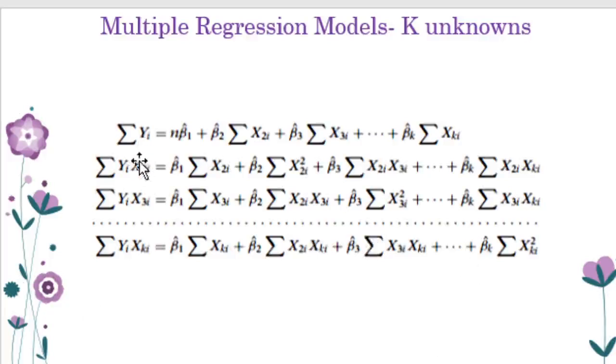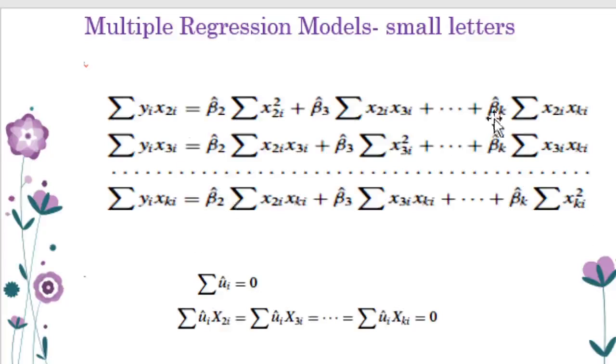The first equation is sigma y equals n beta 1 cap plus beta 2 cap sigma x2i plus beta 3 cap sigma x3i plus up to beta k cap sigma xki. Then sigma yi x2i equals beta 1 cap sigma x2i plus beta 2 cap sigma x2i square plus beta 3 cap sigma x2i x3i, and so on. Likewise we can derive the normal equations for k unknowns. Here the deviation form is given in small letters.